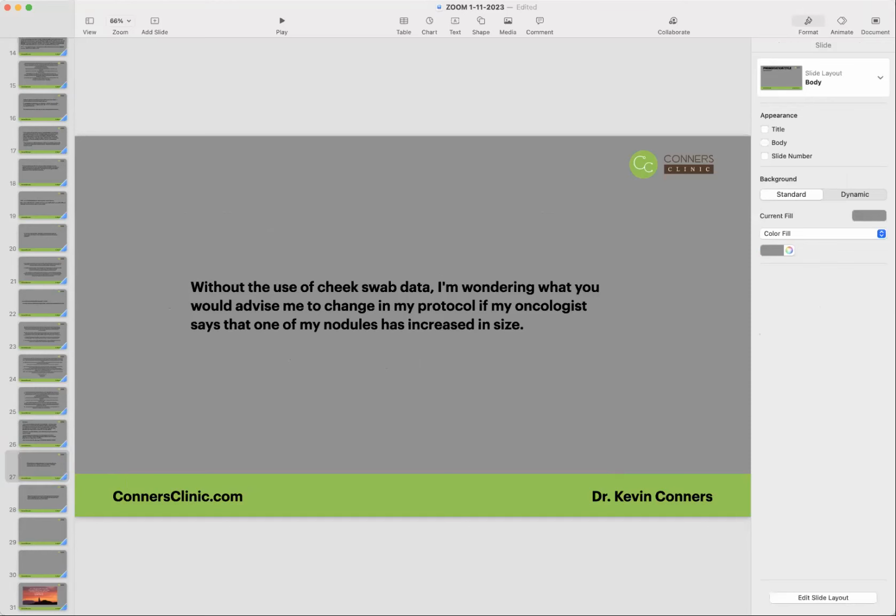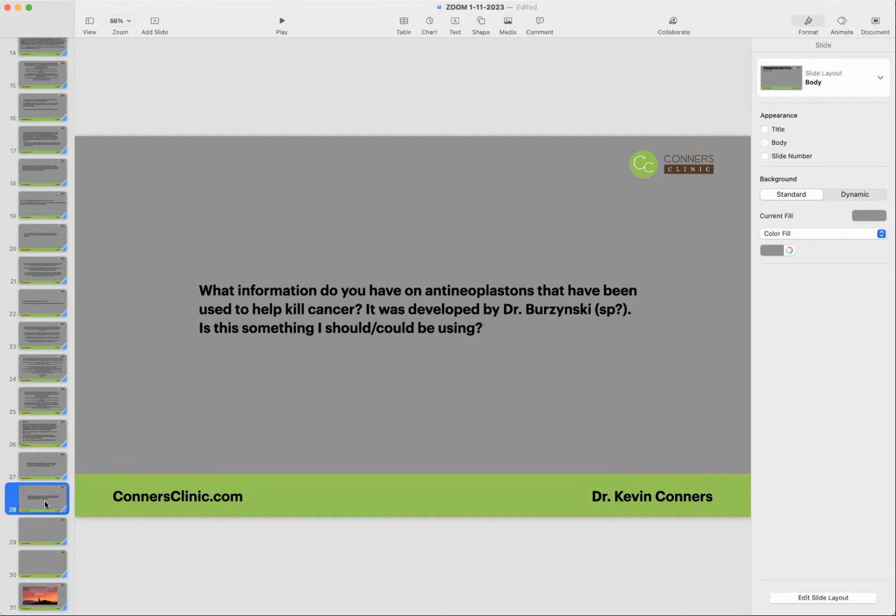Without the use of the cheek swab, I'm wondering what you would advise me to change in my protocol if my oncologist says one of my nodules has increased in size. I think we touched on that. Go to the protocol section of the member site, look at the protocols that you're maybe not doing, anything else that you could add to the picture. I would certainly add to the picture.